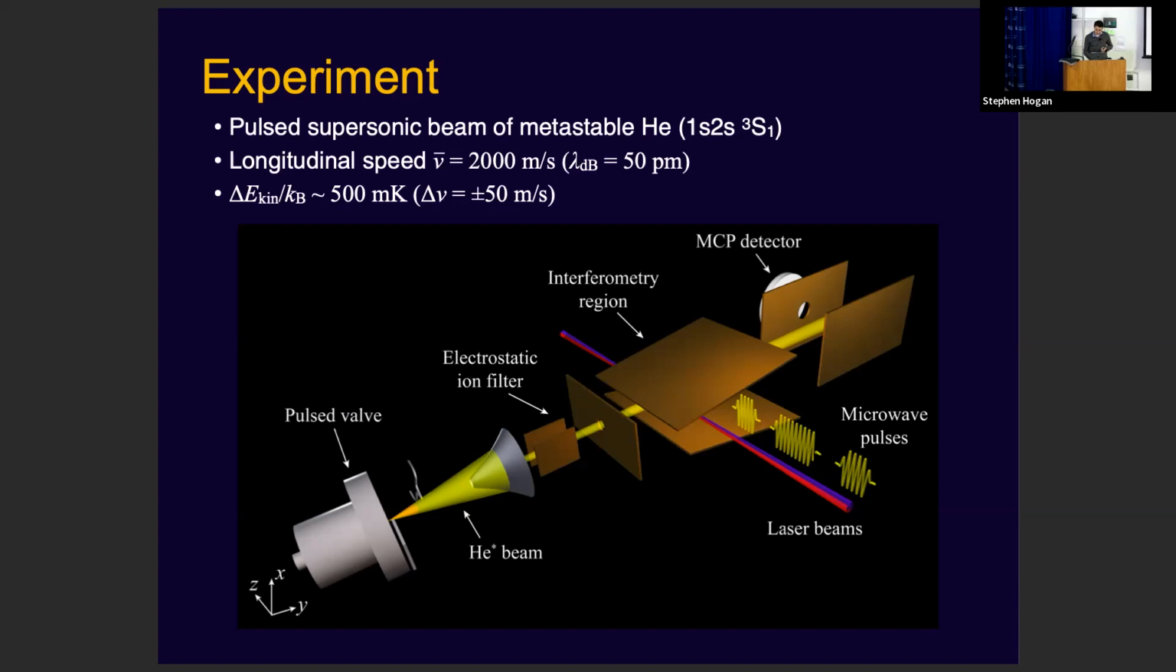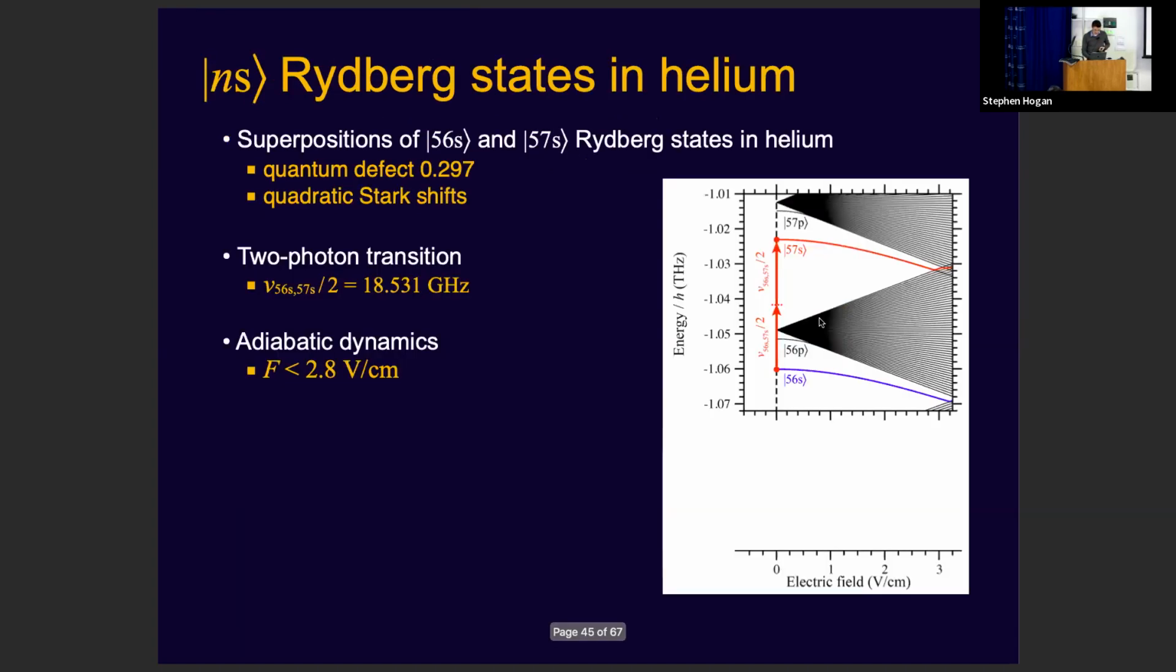And then we apply a sequence of microwave pulses and a sequence of electric field pulses to apply these forces to generate the momentum state superpositions. And then after we do this, we can detect the states, or measure the populations of the two Rydberg states, which is how we measure the interference patterns.